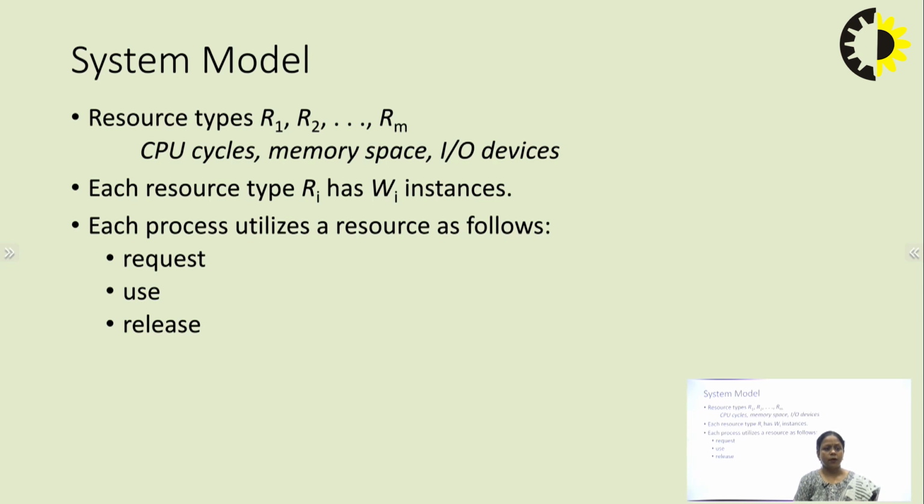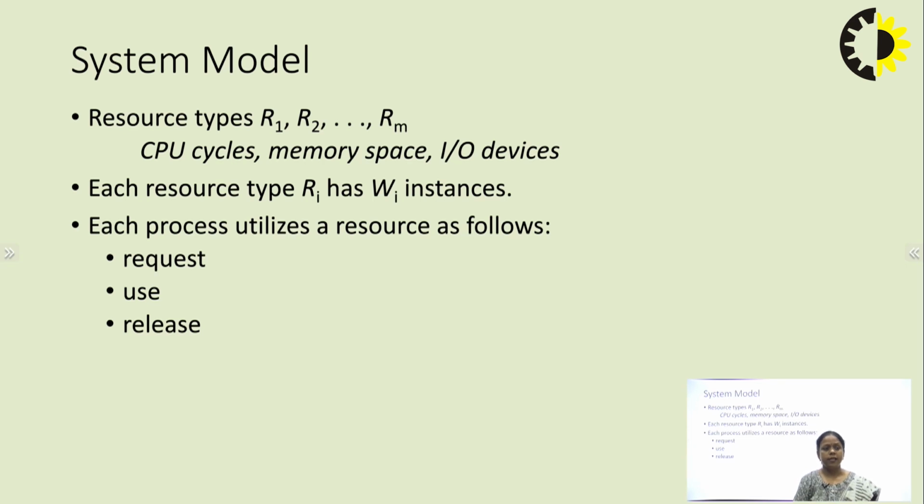Now, system model. What is the meaning of system model? We have different types of resources like R1, R2, R3, R4, up to Rm. You can see the CPU cycles, memory space, IO devices. All are different types of resources which are allocated to different processes, and each resource has a different number of instances. For example, a printer is one of the resources in our system, and if we have more than one printer in our system, then we can say it has more than one instance of the printer.